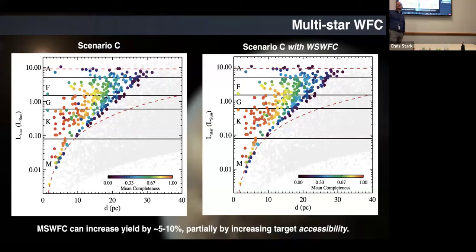Something else that we looked at for Russ Belikov was multi-star wavefront control. So the idea here is some stars have binary stars, and those binary stars just flood your image with starlight that you can't suppress.